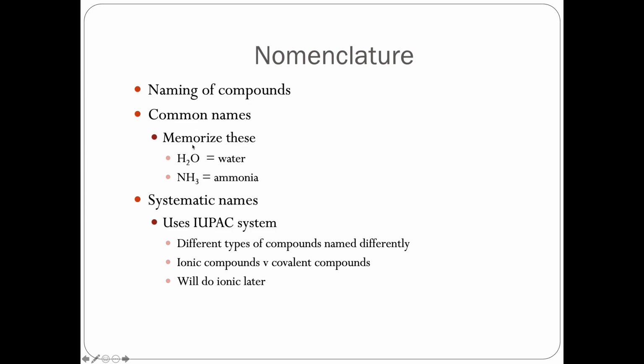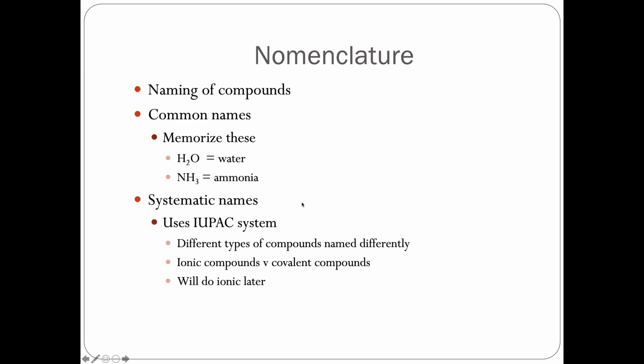There are two common names, though, that you are responsible for. One of them is H2O, which is water. It's not called dihydrogen monoxide, it's called water. And the other one is NH3, which is ammonia. And don't confuse this with the disease pneumonia. Okay, the rest of the names are what are called systematic names.